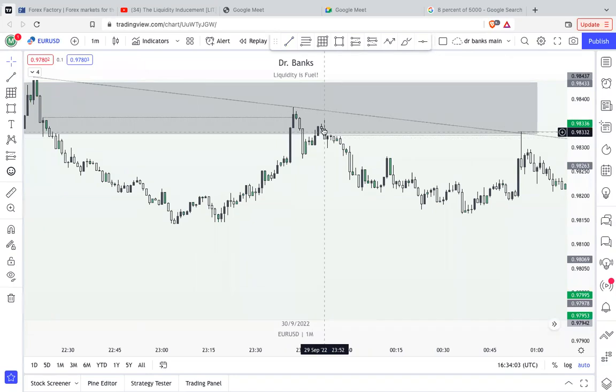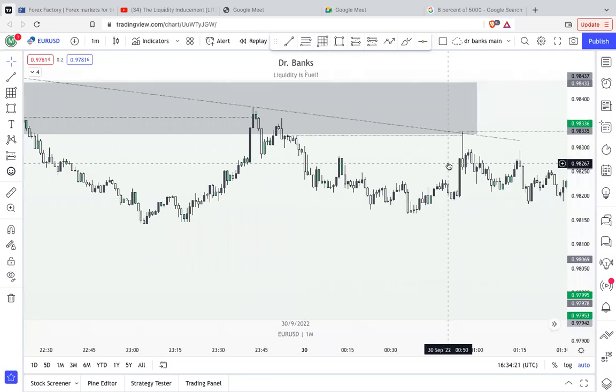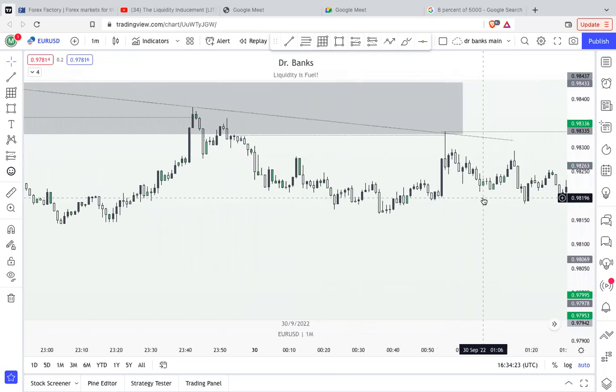My inducement points, most times, the ones that are obviously visible, are the highs before an inefficiency. That's some sort of cheat that I use: the highs before an inefficiency. Okay, so price came into that, mitigated and dropped.